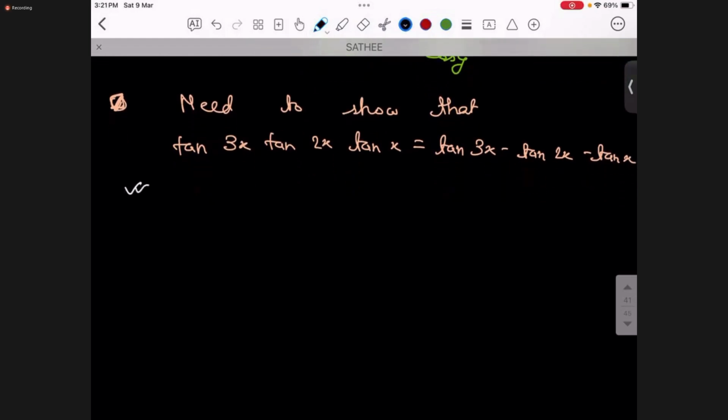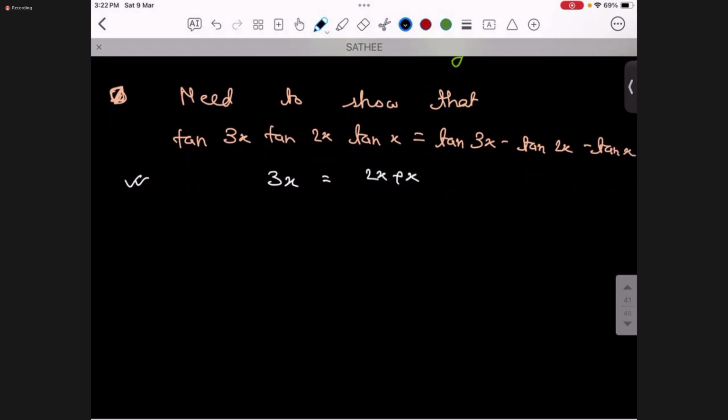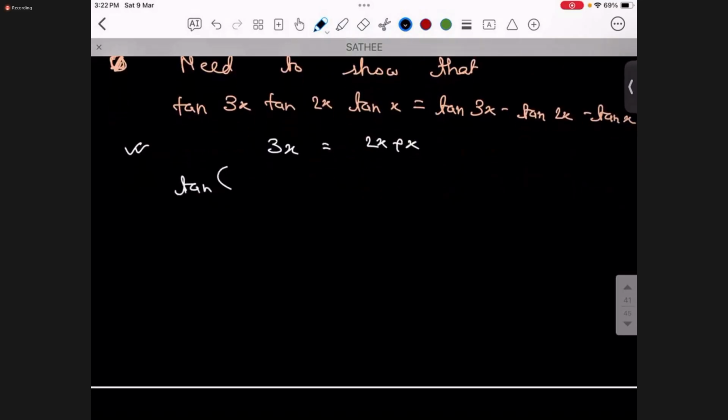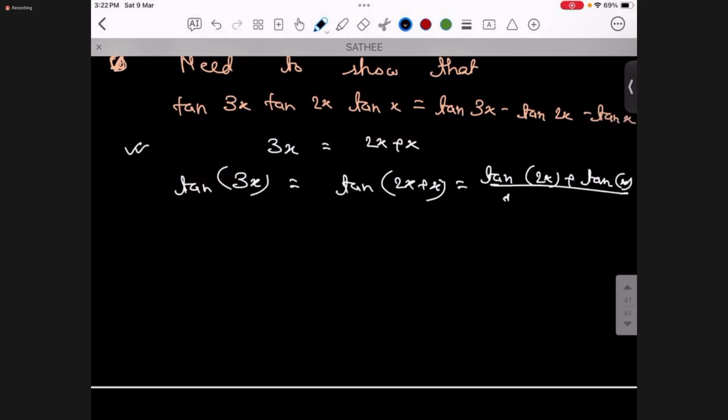Now the thing is, from where should you start in this question? Let's start from 3x. We can write 3x equals 2x plus x. So what about tan 3x? Tan 3x will give us tan(2x plus x). Now we can apply the tan(a plus b) formula, or tan(x plus y) formula. That will give us tan 2x plus tan x divided by 1 minus tan 2x tan x.